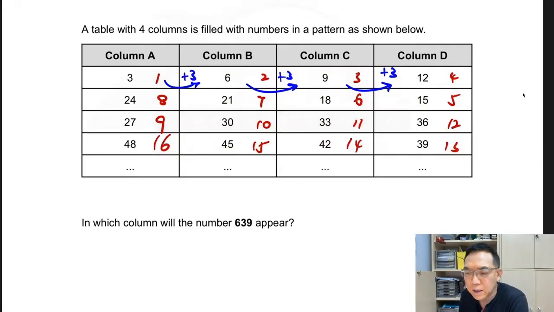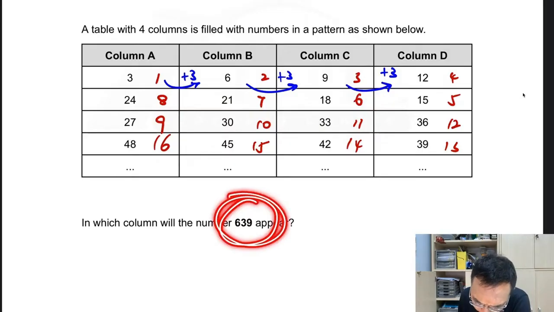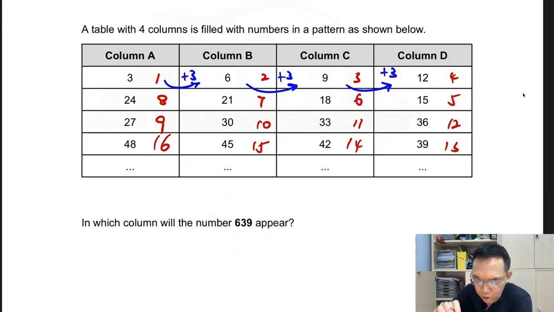Now, we know that the number is 639. What do we do with this? We already know the interval is 3, and we know that we're looking for this number. We are asking, where is 639? Is it here, here, here? Where is it? What do we do with this?